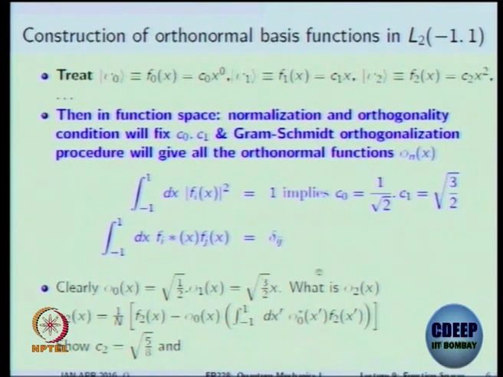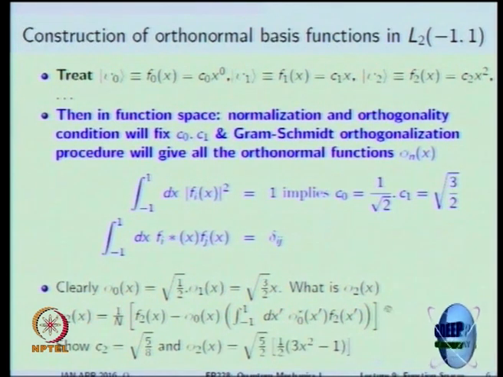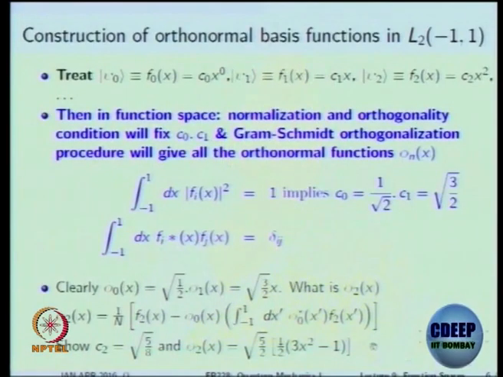Are you all trying? But please verify or check whether C2 is root 5/8 and phi 2 will be phi 2 of x. Yeah, so I put it in a form. You can check that phi 2 of x is normalized. By that I mean phi 2 star, phi 2 integrated over x between -1 to +1. You can show it to be 1. That's one check.